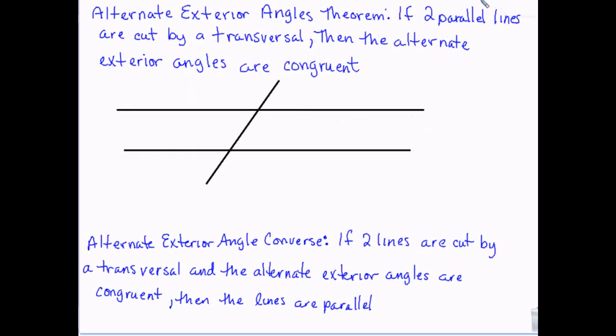Okay, so the alternate exterior angles theorem tells us that if we have two parallel lines cut by a transversal, then we'll have alternate exterior angles that are congruent. So angle 1 will be congruent to angle 2, and angle 3 will be congruent to angle 4. And the converse is that if you have two lines and the alternate exterior angles are congruent, that means the lines are parallel. So again, parallel gives you congruent angles gives you parallel.